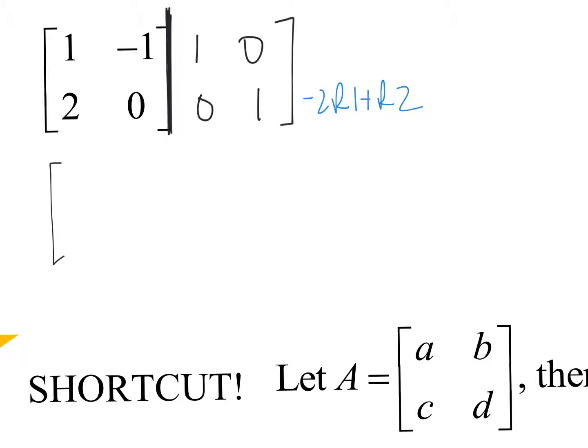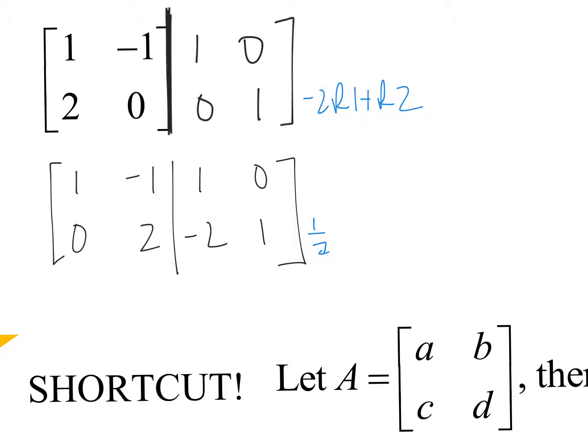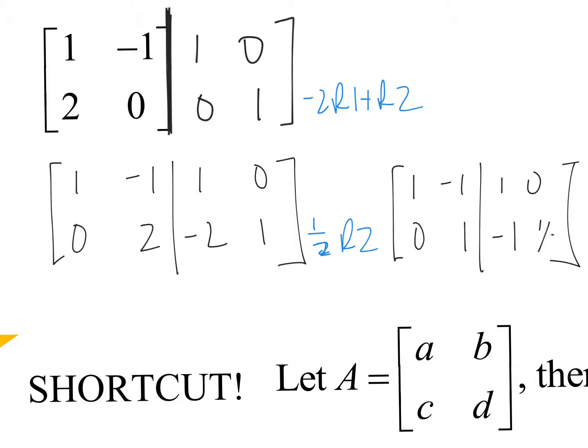And so when I do that, my top row isn't changing. My bottom row becomes 0, 2, negative 2, and 1. So now I need to take half of this entire row. So again, top row isn't changing. I'm kind of running out of room here, so I'm going to write a little bit smaller. When I take half of the bottom row, I get negative 1 and 1/2.